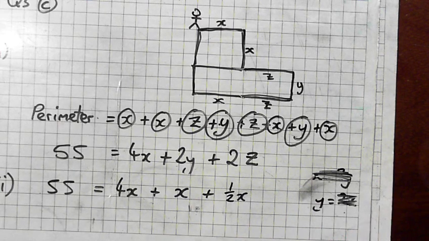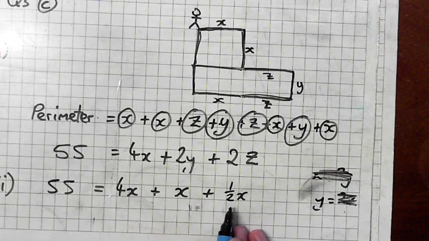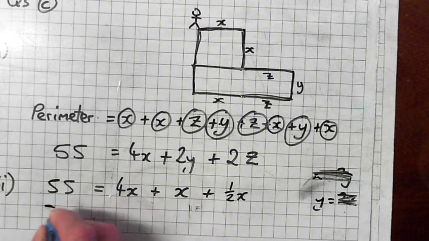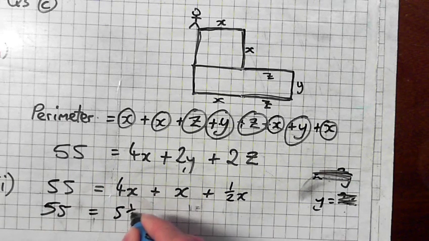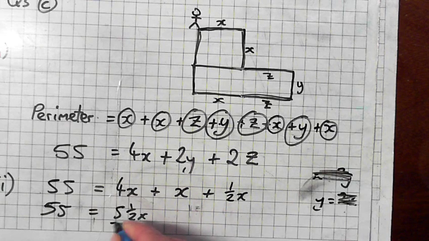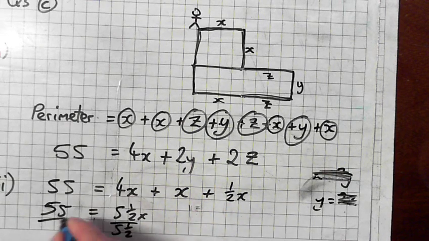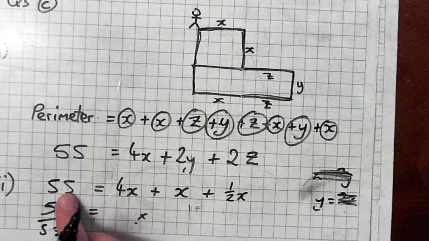Okay. So now we add them all up. We have 5x. So 55 is equal to 5x plus a half, 5.5x. I think I've had it all out correctly. So divide both sides by 5.5. So 55. Divide by 5.5 to get rid, and divide by 5.5. So you get x is equal to, when you do that, you get 10.